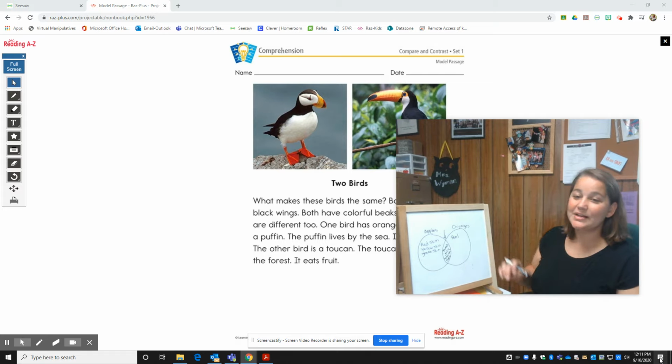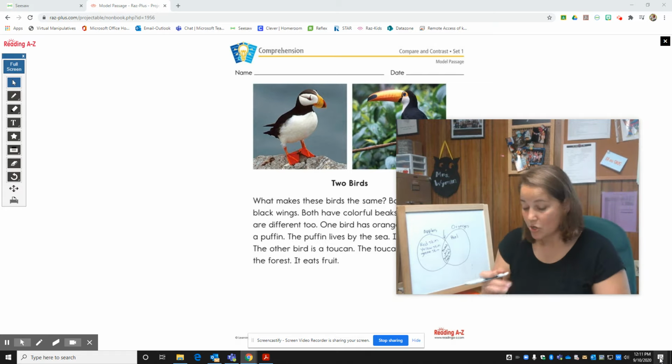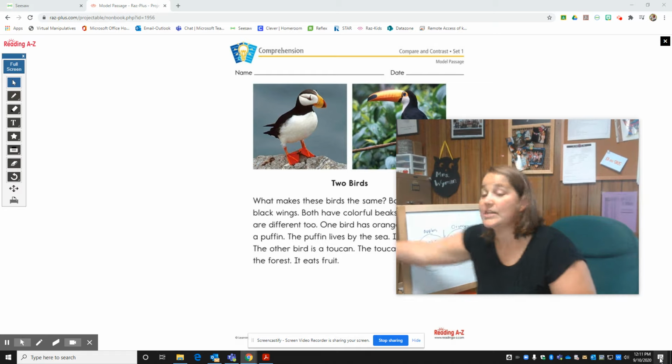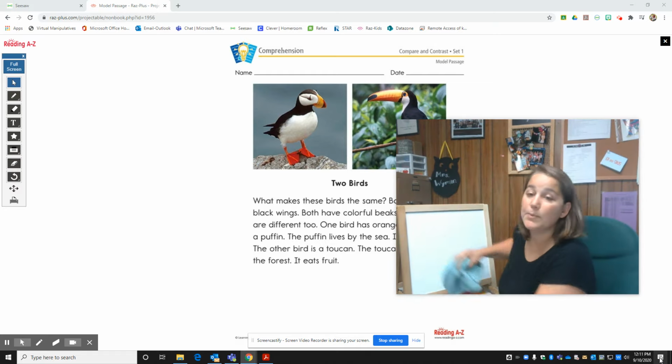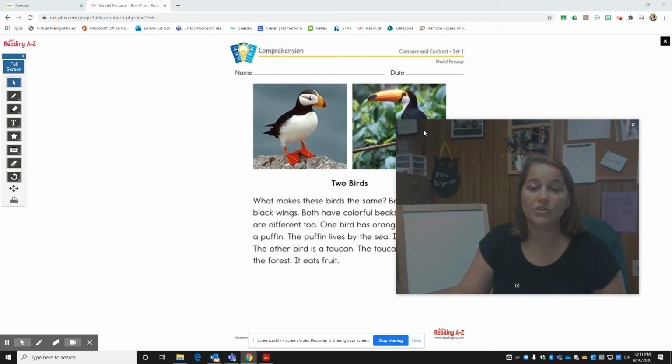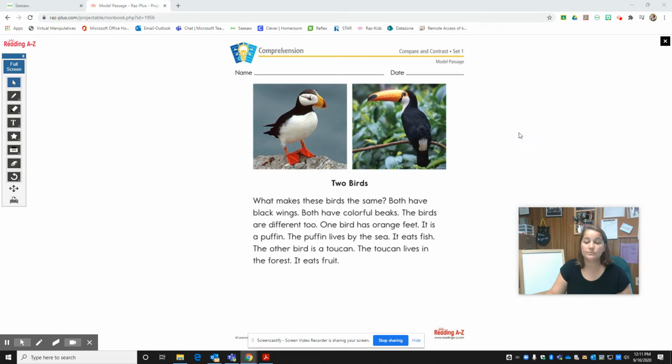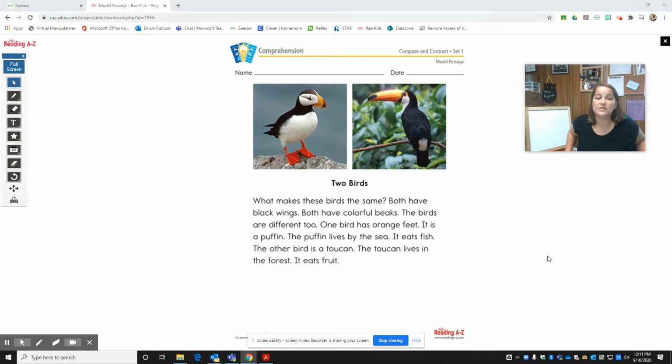Okay, so this is one way to compare and contrast using a Venn diagram. You are going to be using a Venn diagram later in the day, but before we do that, we're going to talk about a story or a passage that I have displayed here for you called Two Birds. In this passage, Two Birds, we are going to be talking about what is the same and what is different about these two different kinds of birds. Okay. So we have to read the passage. As we read the passage, I'm going to be highlighting things that I learn about each bird.